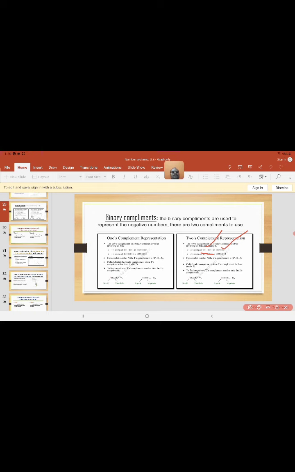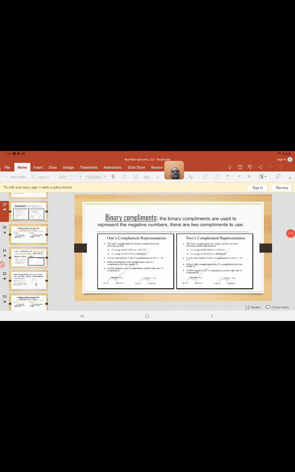So these are the complements. One's complement and two's complement are used to represent negative numbers. To add and to subtract two different types of numbers, we use these binary complements. So this is how we can do the different conversions, and how to calculate the binary complements like one's complement and two's complement.